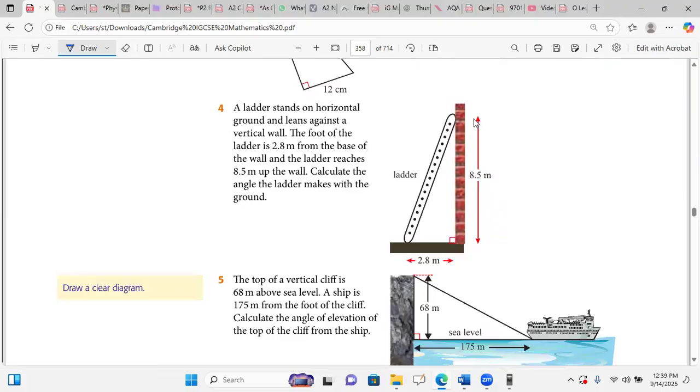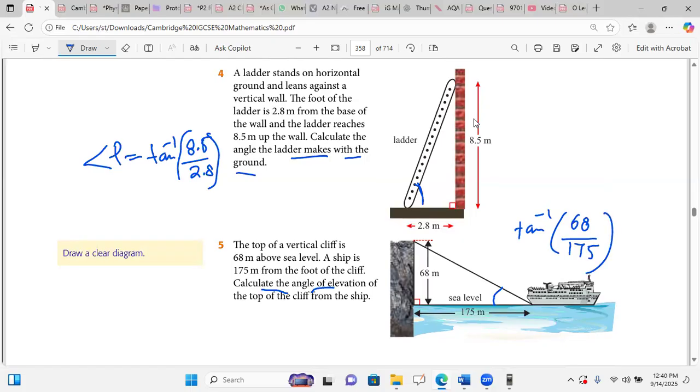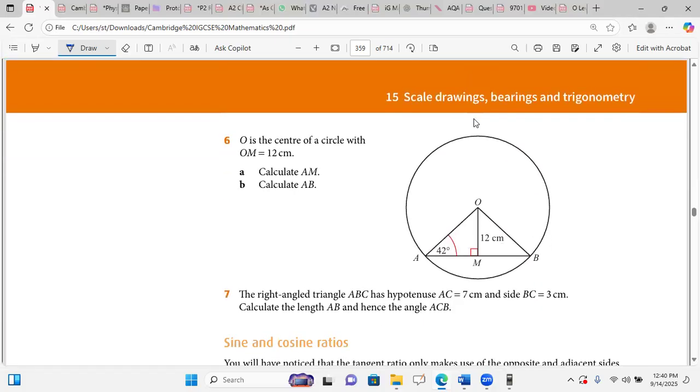After that, he is saying the ladder is given with the height and baseline length over there. And you will have to calculate the angle the ladder makes with the ground. It means you need this angle over here. So I can say angle for ladder L is taken as tan inverse 8.5 over 2.8. After that, he has shown here base and height both are given. Again, tan inverse to calculate the angle of elevation, means this angle he needs over there. And then we can say tan inverse, opposite is 68 over 175, can be used for tangent to complete this exercise.